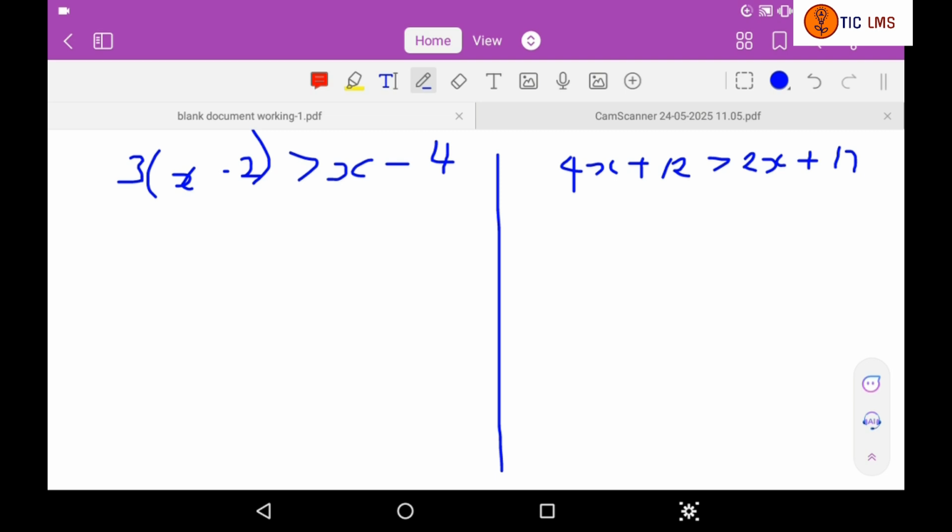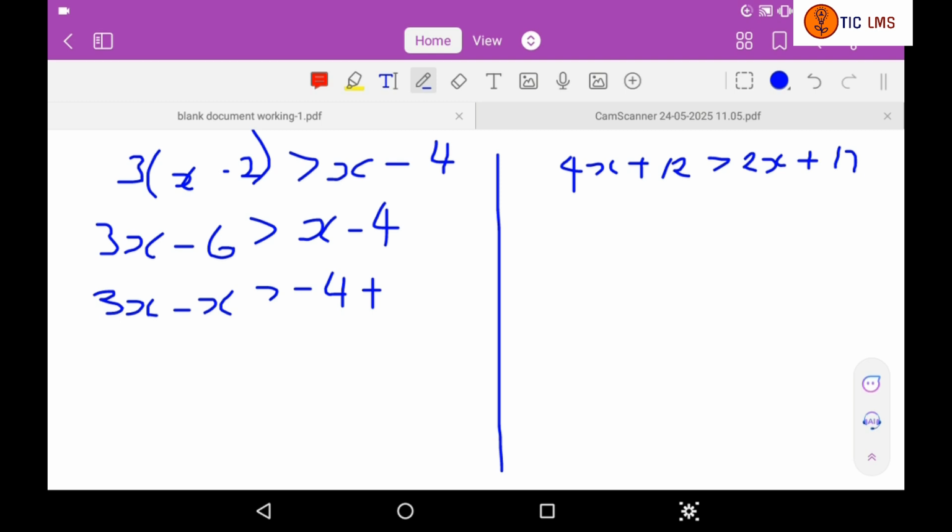So here's what we do. For the first one on the left, we have 3 into brackets x minus 2, so we open the brackets. We have 3x, 3 times 2 is 6, greater than x minus 4. Next, you collect like terms: 3x minus x greater than negative 4 plus 6. If you simplify this, you have 2x greater than 2. At this point, you divide both sides by 2, and we have x is greater than 1.